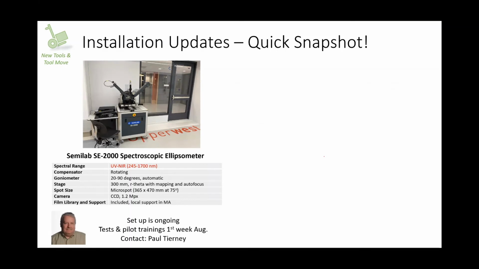ellipsometer. It will enable a lot of good characterization capabilities to the fab, upgrading from an older instrument. We will be able to get information on the thickness of the film, obviously, roughness, composition, doping concentrations, and crystalline nature, and maybe even electrical conductivity.